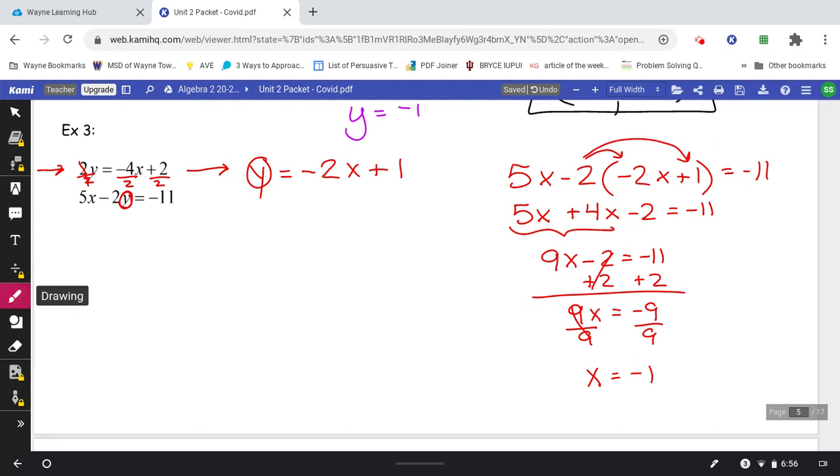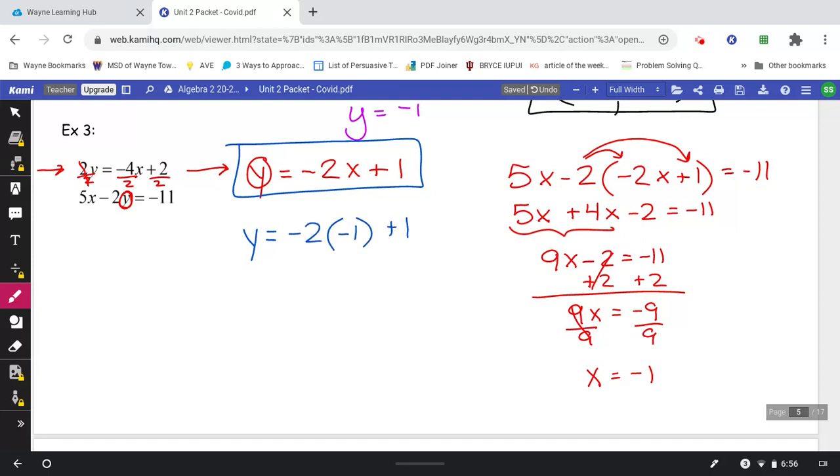Then once we have that answer, we're going to plug it back in. And you can actually plug it back into this equation. And go ahead and do that math and get your answer for y. -2 times -1 is 2, and then 2 plus 1 gets 3. And like always, make sure you write your answer as an ordered pair. X always comes first, y second.